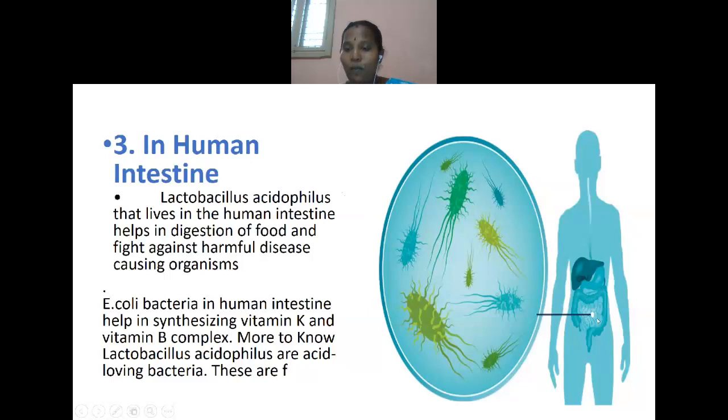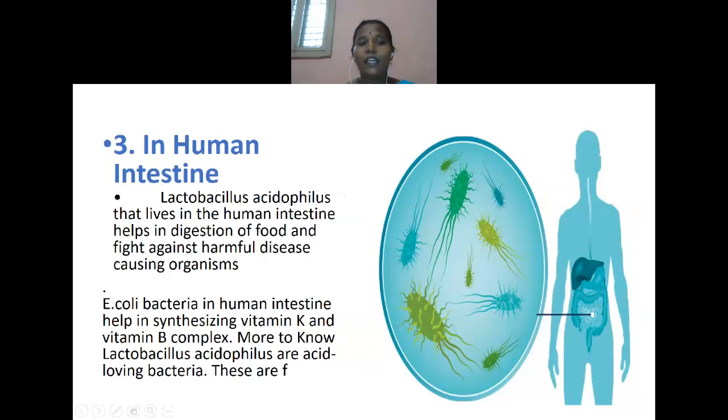Why are these two bacteria present in the human body? What are the uses of these microbes? Lactobacillus acidophilus helps to digest our food, as well as helps to fight against other organisms. If any organism enters our body, into the intestine, this bacteria helps to fight and kill the organism. This is the first one.